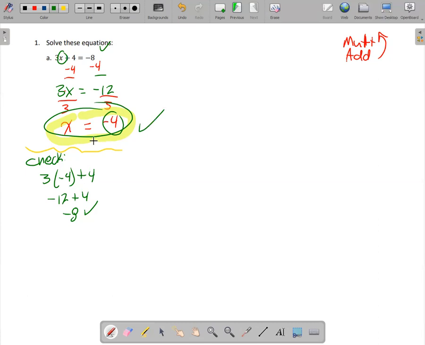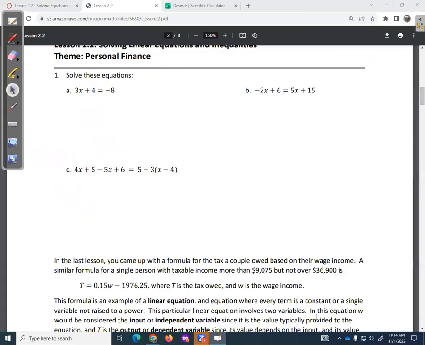Do you have to check? Nope. Do you want to be right? Yeah, then check. Highly recommend it. Do you have to show a check on this worksheet? Not unless I asked for it, and I'm pretty sure on this, I did not ask for it. It just says solve. All right. Another, and again, if you want me to slow down, go back and review something, let me know.